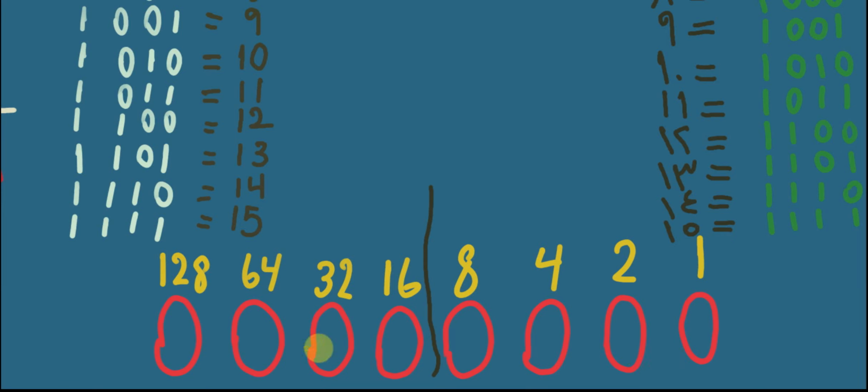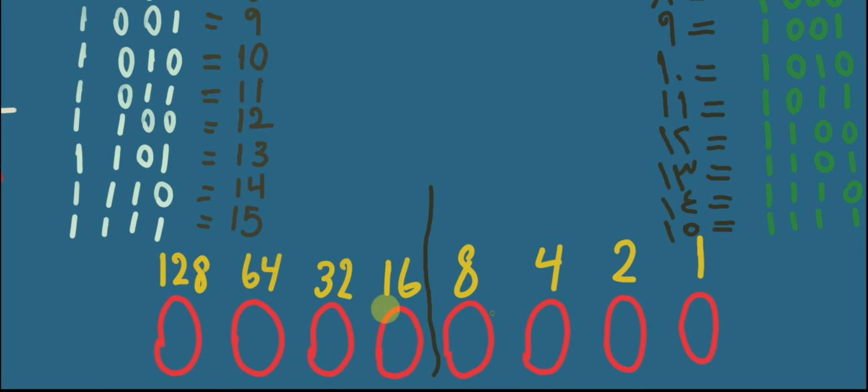If I have all these zeros except for this one here, this is the 128 column. So to write 128 in the base 2 system, you just put 1 here and 7 zeros in front of it. 1, 2, 3, 4, 5, 6, 7. If you have all these ones, the number is 255.